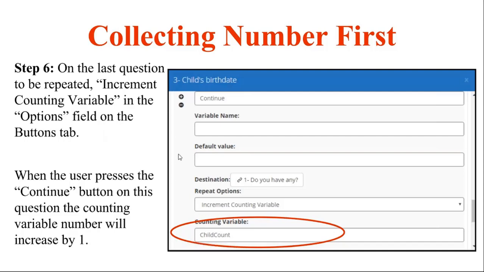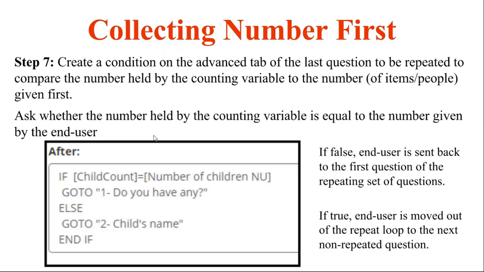Okay, so back to step 6. So we have incremented the counting loop. We've told A2J that the end user has finished the loop. Now we have to create some logic to test child count against how many times they told us they needed to go through the loop, which is stored in the variable, in my example, number of children NU. So we create this condition that you can see in the screenshot at the bottom of the screen here.